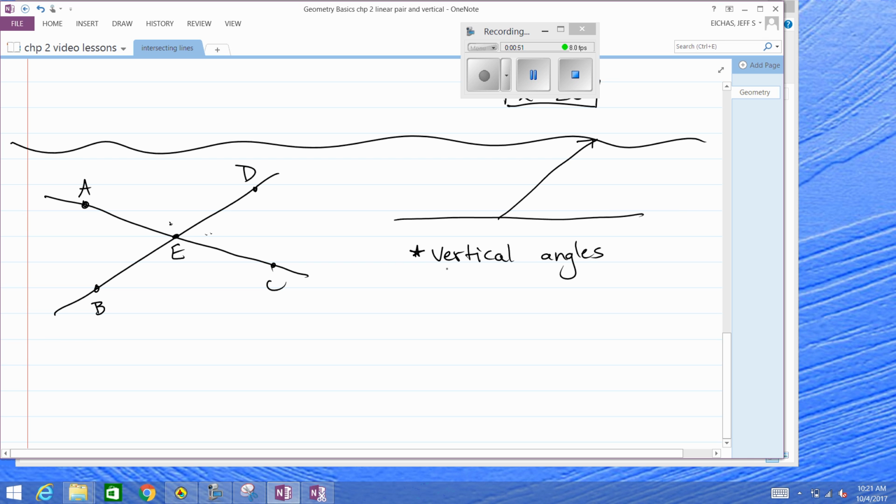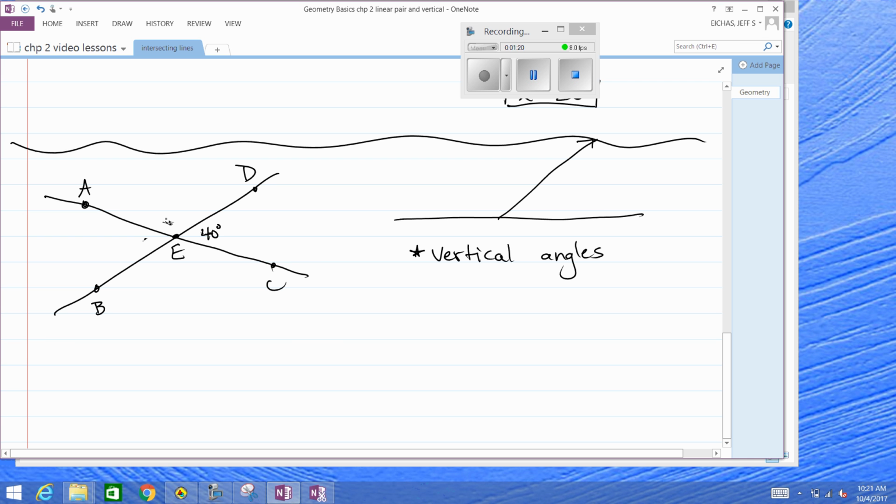So that's kind of our goal. Now what I want to do is show you this. Let's say for a minute that that's a 40-degree angle. The vertical angle is the angle across from it. We'll define it a little better in a minute. If we use the linear pair concept, we're going to find out what that is. Here's what I mean. If I have a linear pair between these two, right? If those are a linear pair, we know that they are supplementary.